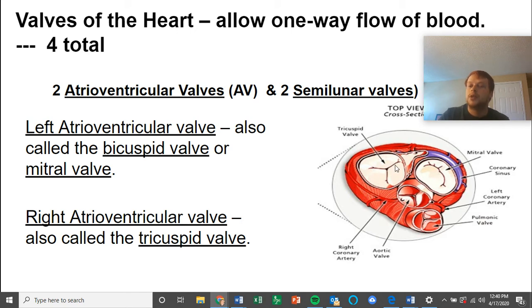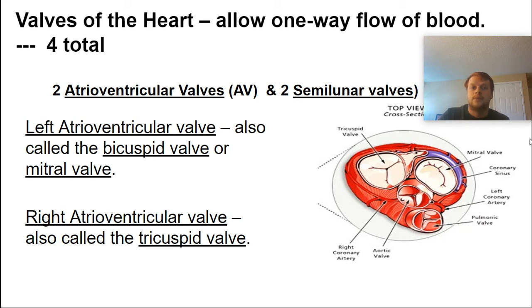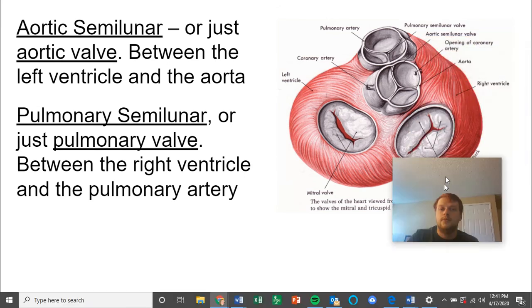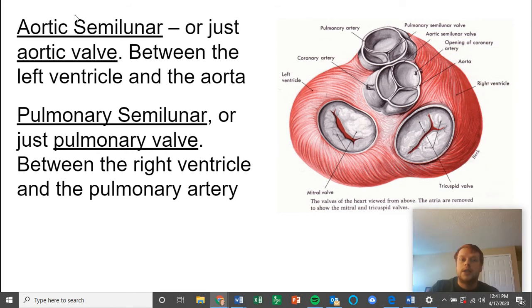The way that you can remember is if you're looking at a cross section like this, bi means two, and the bicuspid or mitral valve splits it into two parts. The tricuspid valve has three different branches on it. Tri means three, so that's an easy way for us to remember that. Then we have the aortic semilunar, also called the aortic valve, so they just leave this part off. This is between the left ventricle and the aorta.